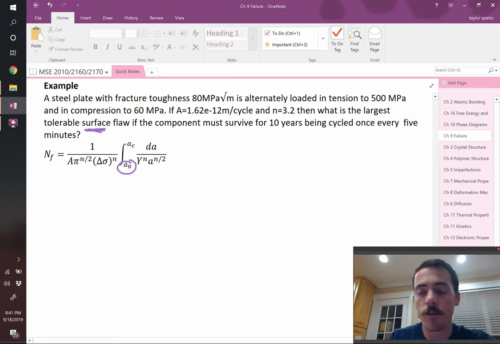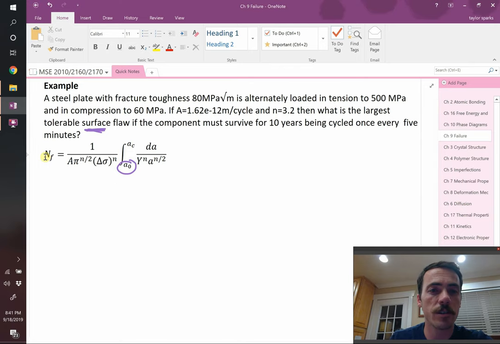We're being asked to solve for A naught, and we're told that it's being used for 10 years, cycled once every 5 minutes. So we can figure out the total number of cycles from that, and we'll do that in a moment. We are given a fracture toughness. We're given the range and stress. So if you look through here, we're given A. We're given a range of stress. We're given N. We're given, since we're not told what Y is, we can assume that it's just equal to 1.12. We're being asked to solve for that, but we're not given AC, so we're going to have to solve for AC first. So how do you solve for AC?